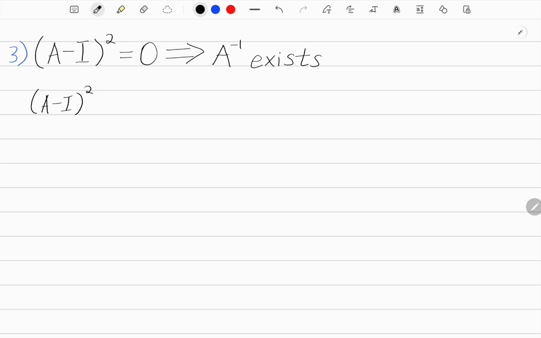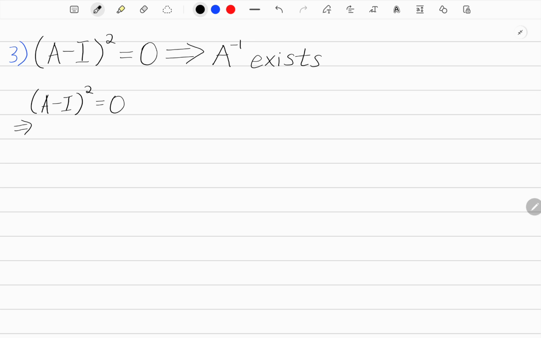Suppose (A - I) squared is equal to 0. This is not my hypothesis for proof by contradiction. This is just a statement that this is true. Given that (A - I) squared equals 0, suppose this is true, then what can we conclude?